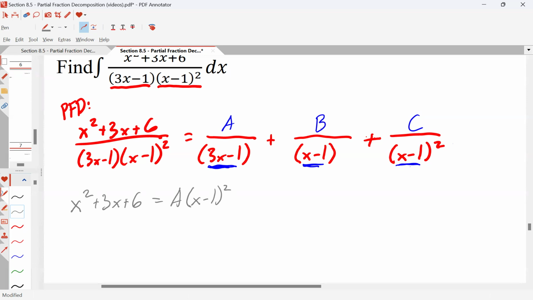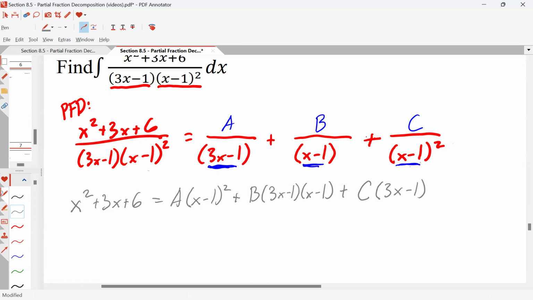When we multiply B by both these fractions, we will get B times 3x minus 1 times a single x minus 1. One of the x minus 1s will cancel. We will leave one behind. And then C, when we multiply by our common denominator, since C has both the x minus 1s, we're only multiplying C by 3x minus 1.